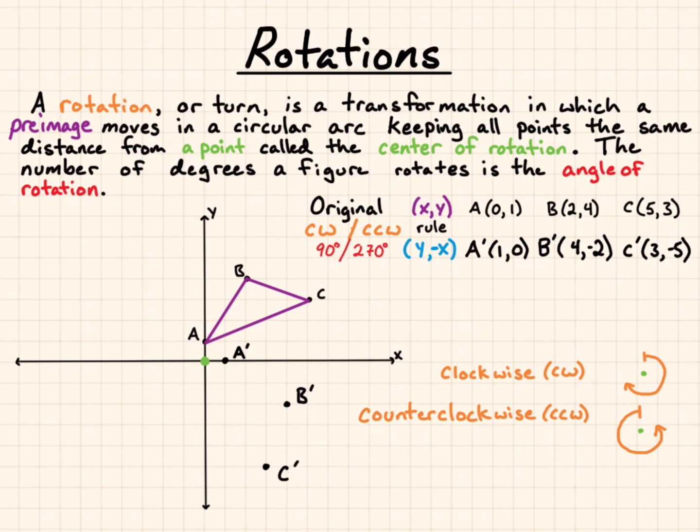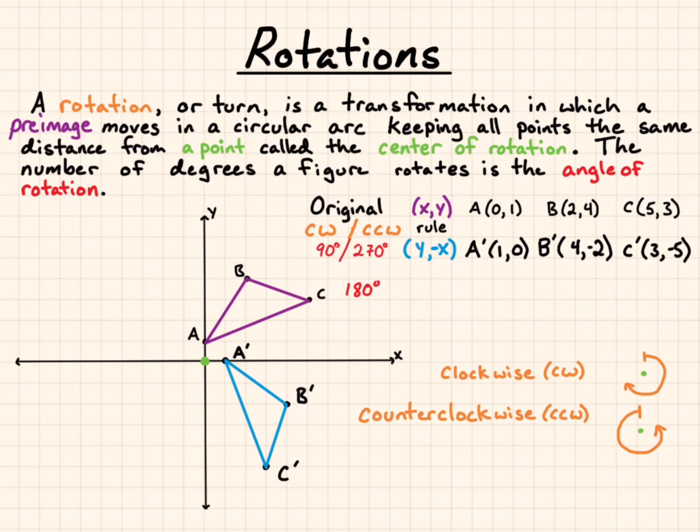Now we'll see our image based off of that preimage with a 90 degrees clockwise rotation, or you could also call this a 270-degree counterclockwise rotation. If it's 180 degrees, it doesn't matter which direction you go in, you'll end up in the same spot, because this is a half turn.